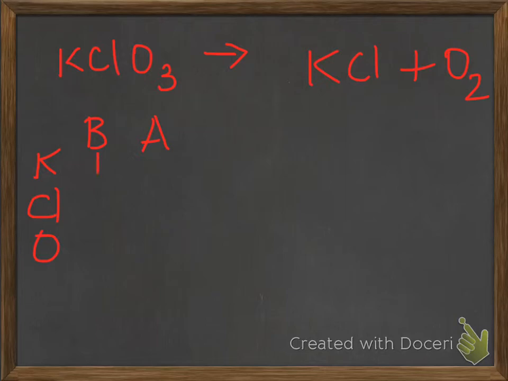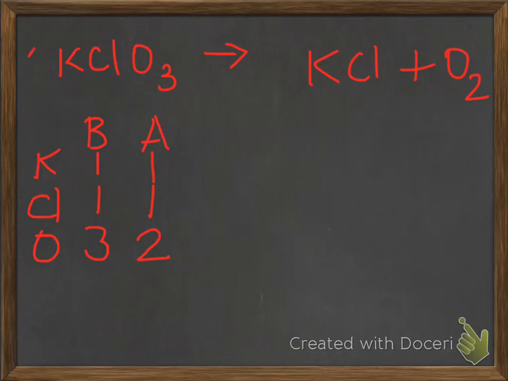Potassium before is 1, after is also 1. So okay. Chlorine also 1 and 1. But oxygen, before it is 3 and here it is 2. So now how will we balance this reaction? Okay. Now let's think.